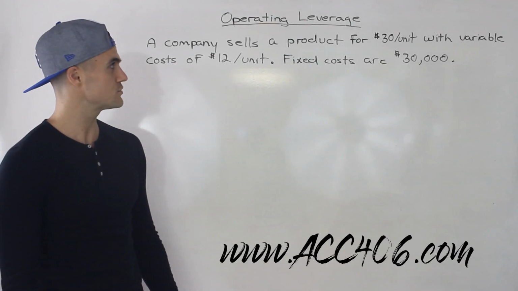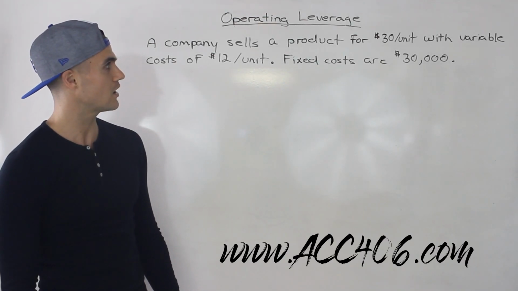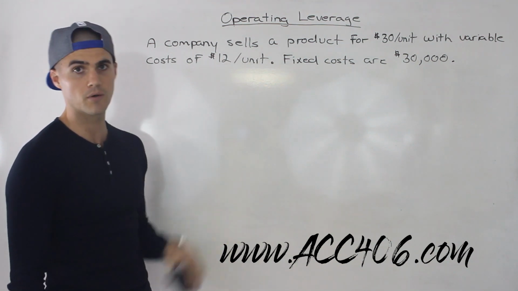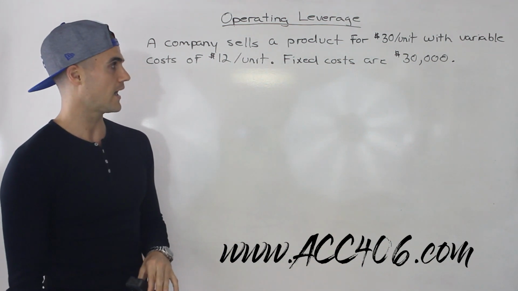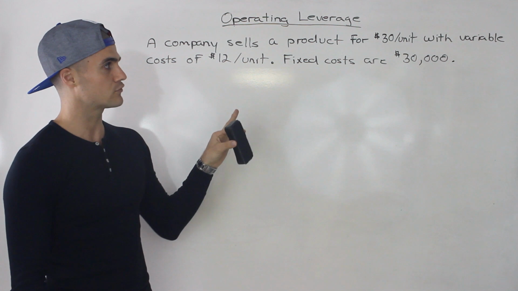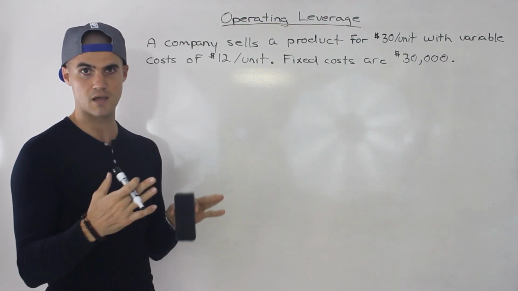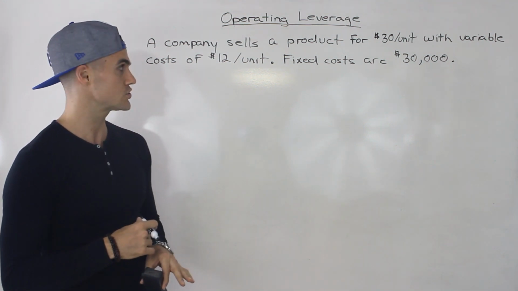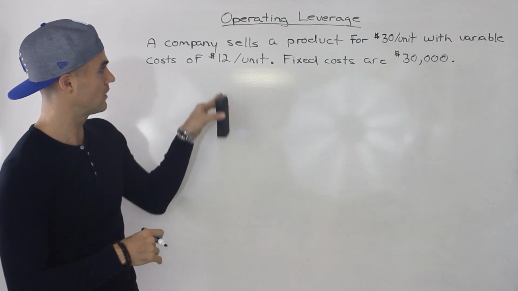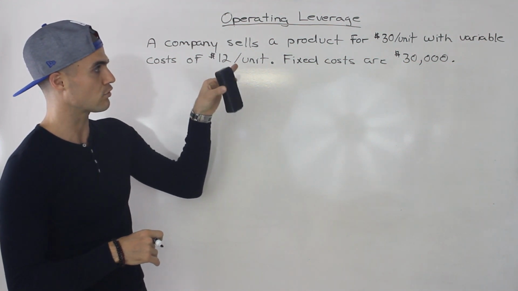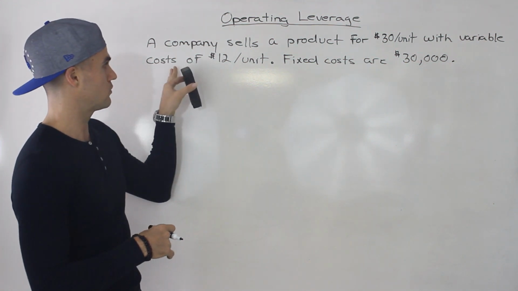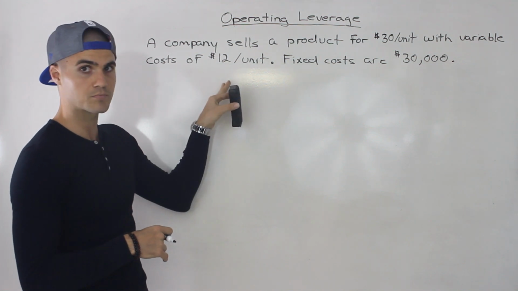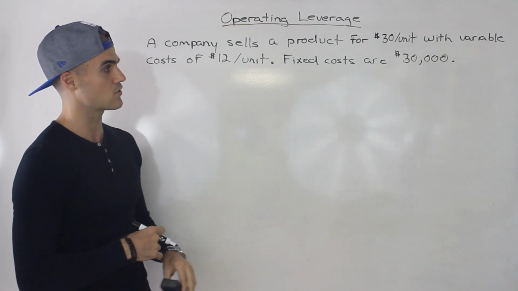Patrick here. Moving on to the next topic in cost volume profit analysis. We're now going to talk about operating leverage, and I'm going to show you how operating leverage is used first through an example before giving you the definition. We have this scenario where a company sells a product for $30 per unit with variable costs of $12 per unit, and then the fixed costs are $30,000.